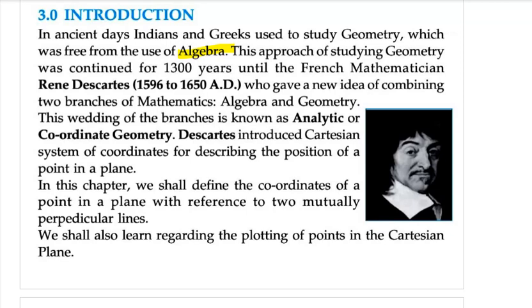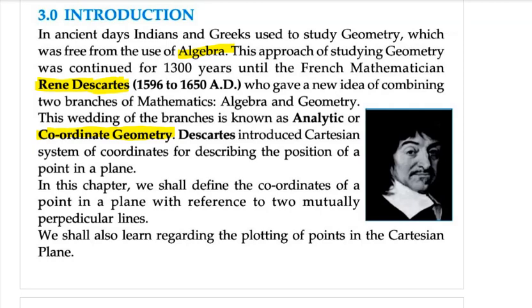This approach of studying geometry was continued for 1300 years until the French mathematician René Descartes. I don't know how to pronounce this in French, but the name is René Descartes, who gave a new idea of combining two branches, that is algebra and geometry. So this guy combined algebra and geometry. The wedding of the branches is known as analytical or coordinate geometry. Why coordinate geometry? Because both the branches are working together here, right?